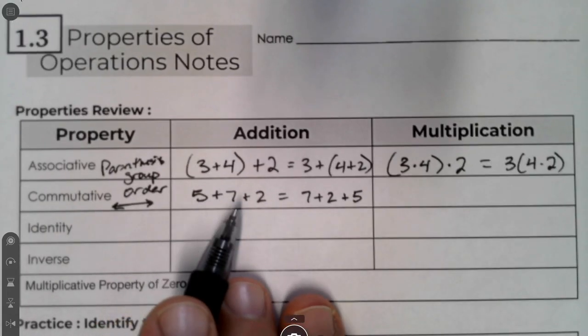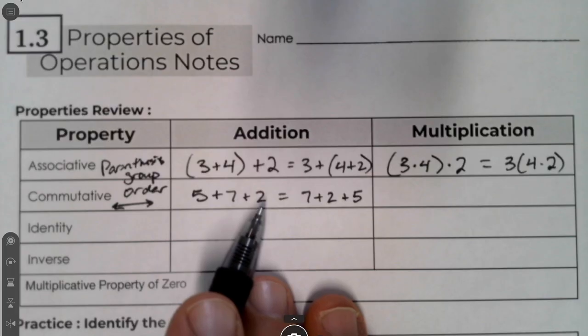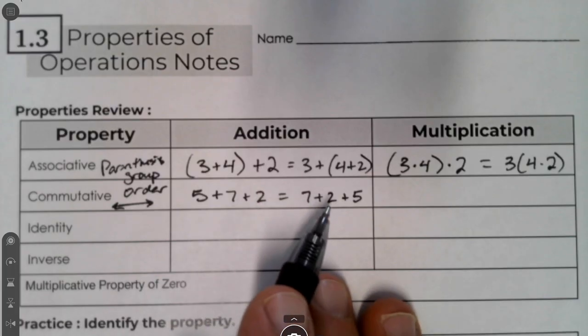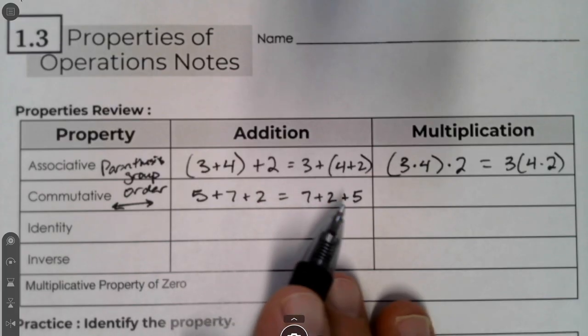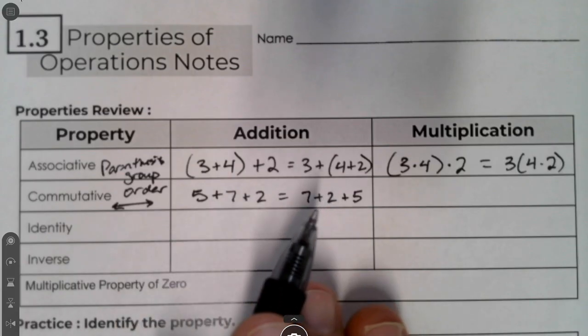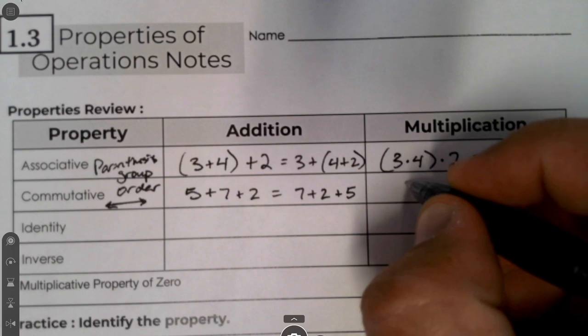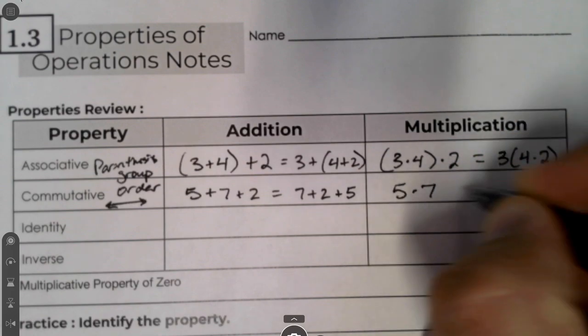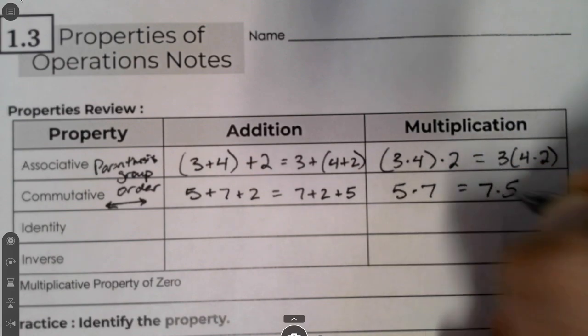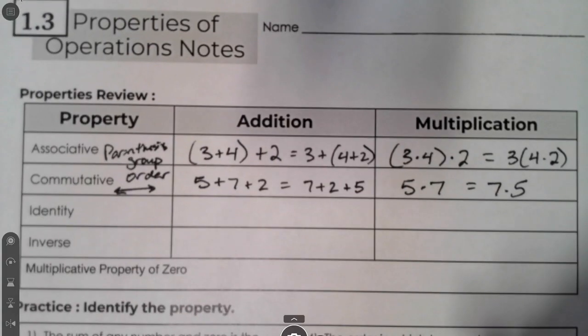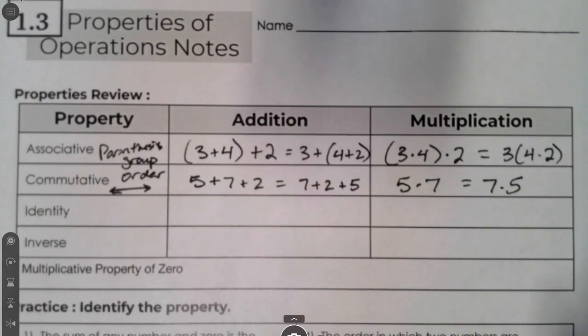If I do 5 plus 7 is 12, plus 2 is 14, 7 plus 2 is 9, plus 5 is 14. You see, it doesn't matter what order I add them in, I still get the same result. And the same is true with multiplication. 5 times 7 is 35, 7 times 5 is also 35.